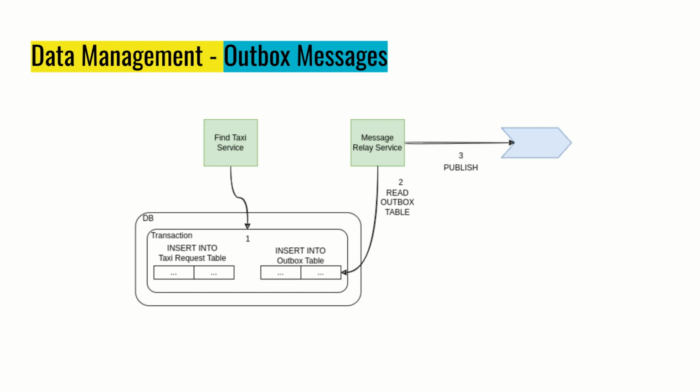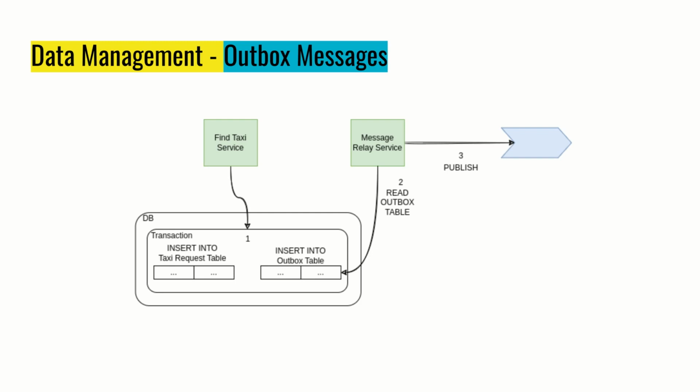So what you can do in that case is use the Outbox messages pattern, and what it does is include two things in a single transaction. First, you write the taxi request in the table, and then you use another table called, for example, the Outbox table, for a pending-to-be-sent event, right?